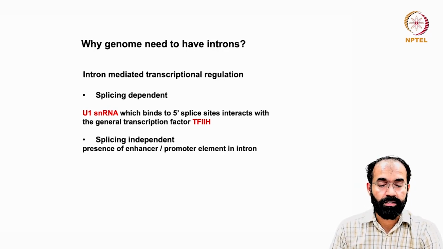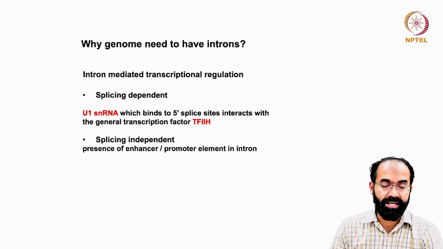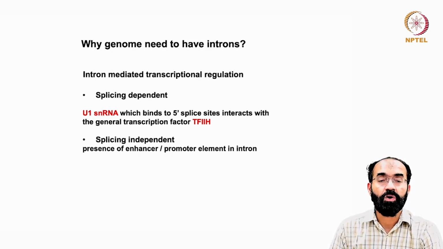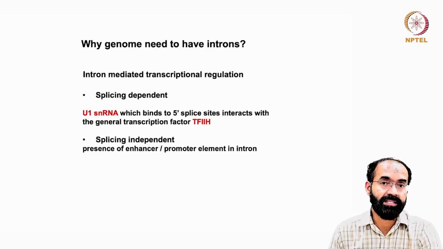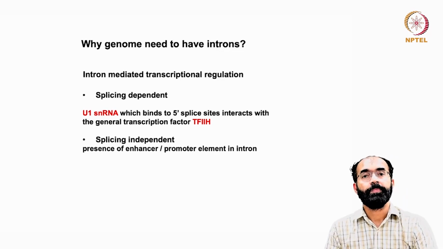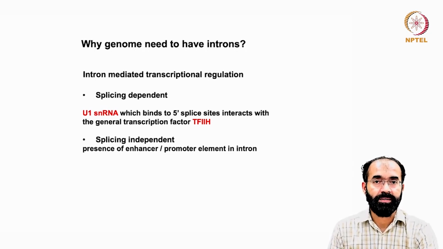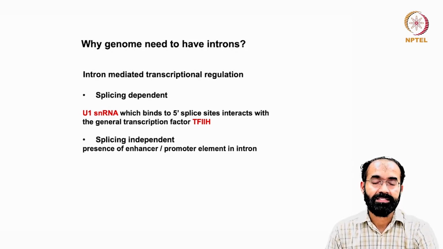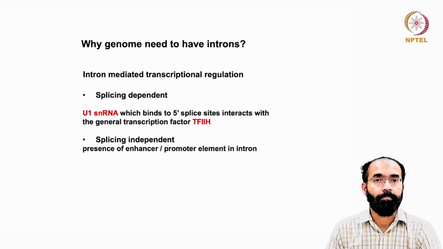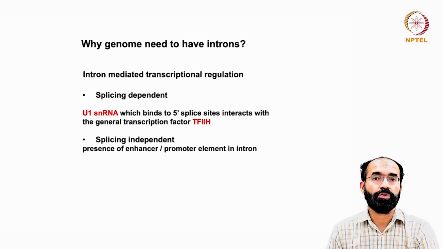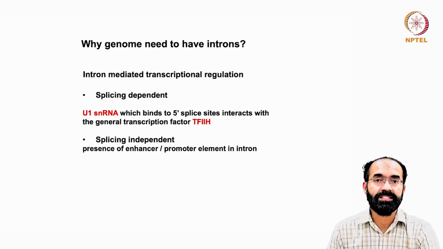And then another regulation is splicing independent. What is that? The presence of enhancer and promoter elements is seen in the introns. Normally, when you say enhancer or gene regulator, it means it can attract some transcription factors. The first intron of many genes can attract factors that can influence the transcribability of the gene.